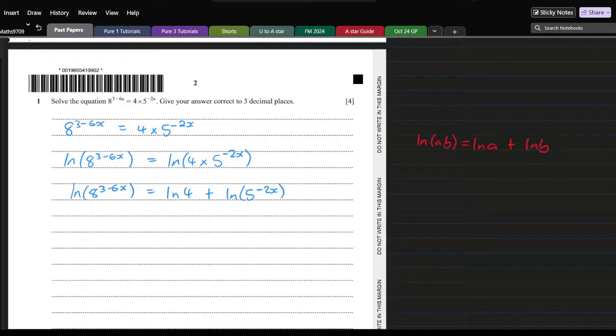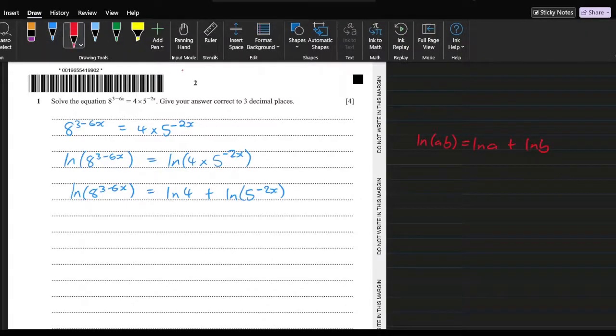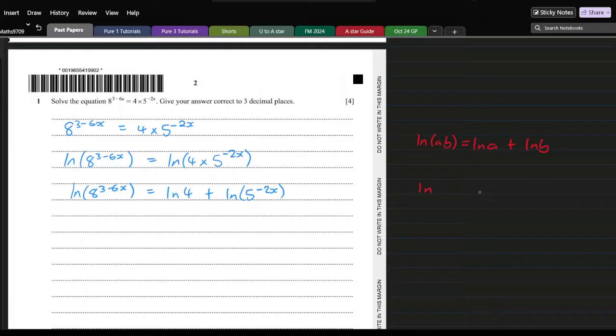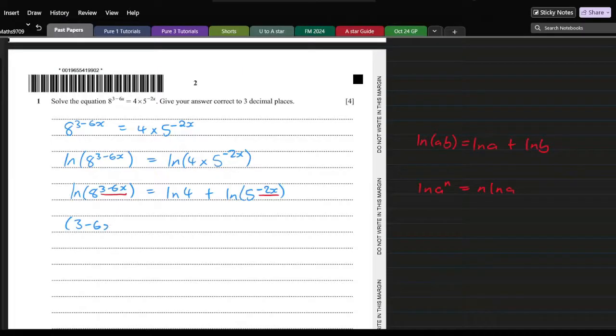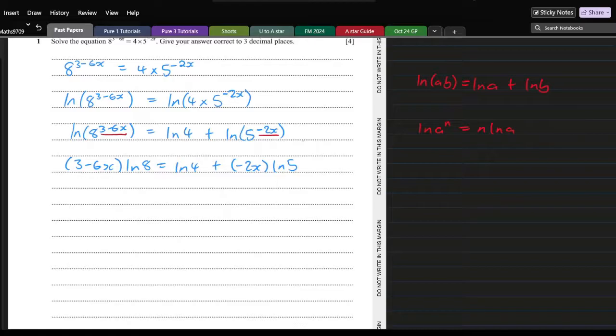Alright, and then to simplify further, we are going to use the law of logarithms that says ln A to the power n is equal to n ln A. So we're just going to use that to bring down these powers that we have. So this set of powers and this power as well. Okay, so it means this becomes 3 minus 6x ln 8 is equal to ln 4 plus negative 2x ln 5. Alright, and now let's just expand our brackets here.